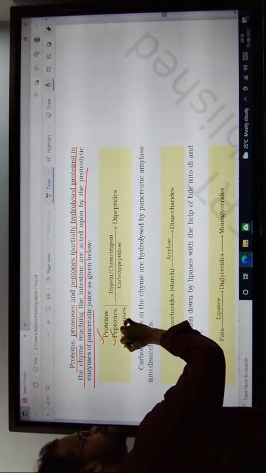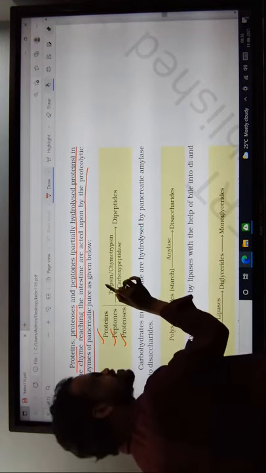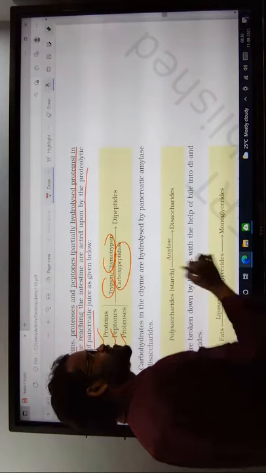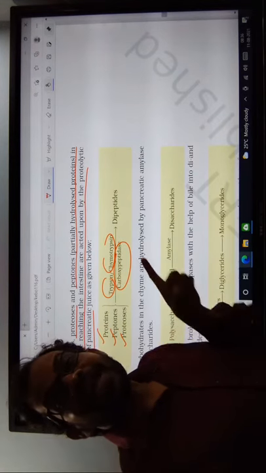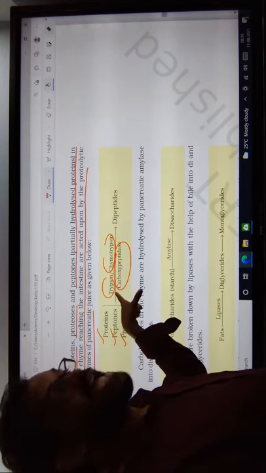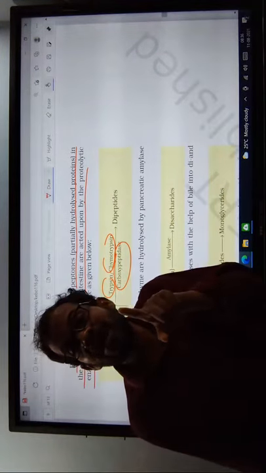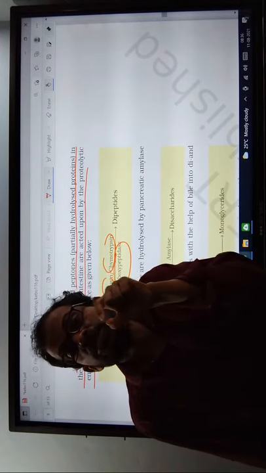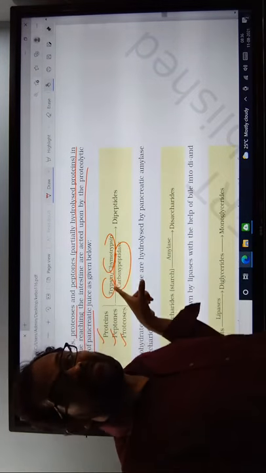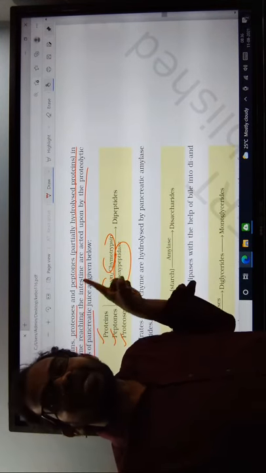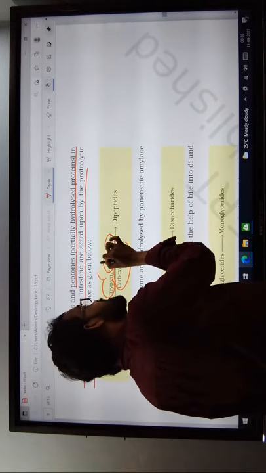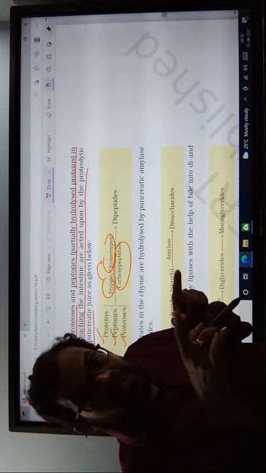Proteins, peptones, proteases: trypsin, chymotrypsin, carboxypeptidase. Generally they exist in the inactive form. Whenever these enzymes reach into the intestine, the intestinal mucosa secretes the enterokinase enzyme. This enterokinase activates trypsinogen, converting it to trypsin. This trypsin again activates chymotrypsinogen, converting it to chymotrypsin.